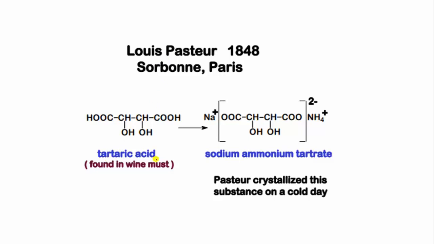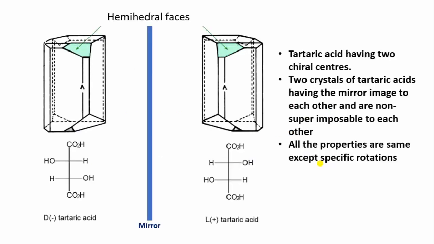The first enantiomers were observed by Louis Pasteur in 1848 in tartaric acid. He discovered a salt, sodium ammonium tartrate. He crystallized it and observed enantiomerism in that salt. This is the crystal of tartaric acid. One is dextro, another is levo.